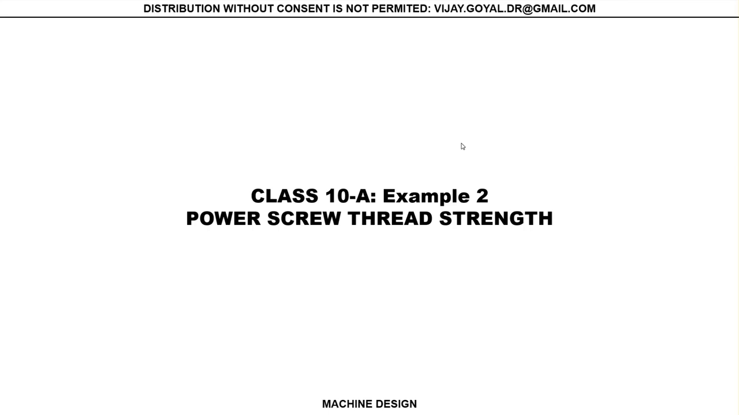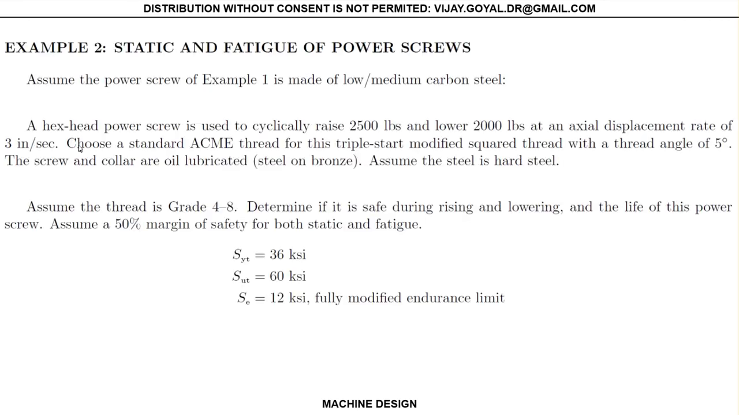So in this example number 2, we're going to understand how we analyze the thread strength for a power screw. We're going to go back to the same example we discussed in example number 1 in the previous example. It's a continuation of that example. What we're going to do in this particular problem is add some information for this was moving cyclically. So the problem says that you have grade 4 and 8.